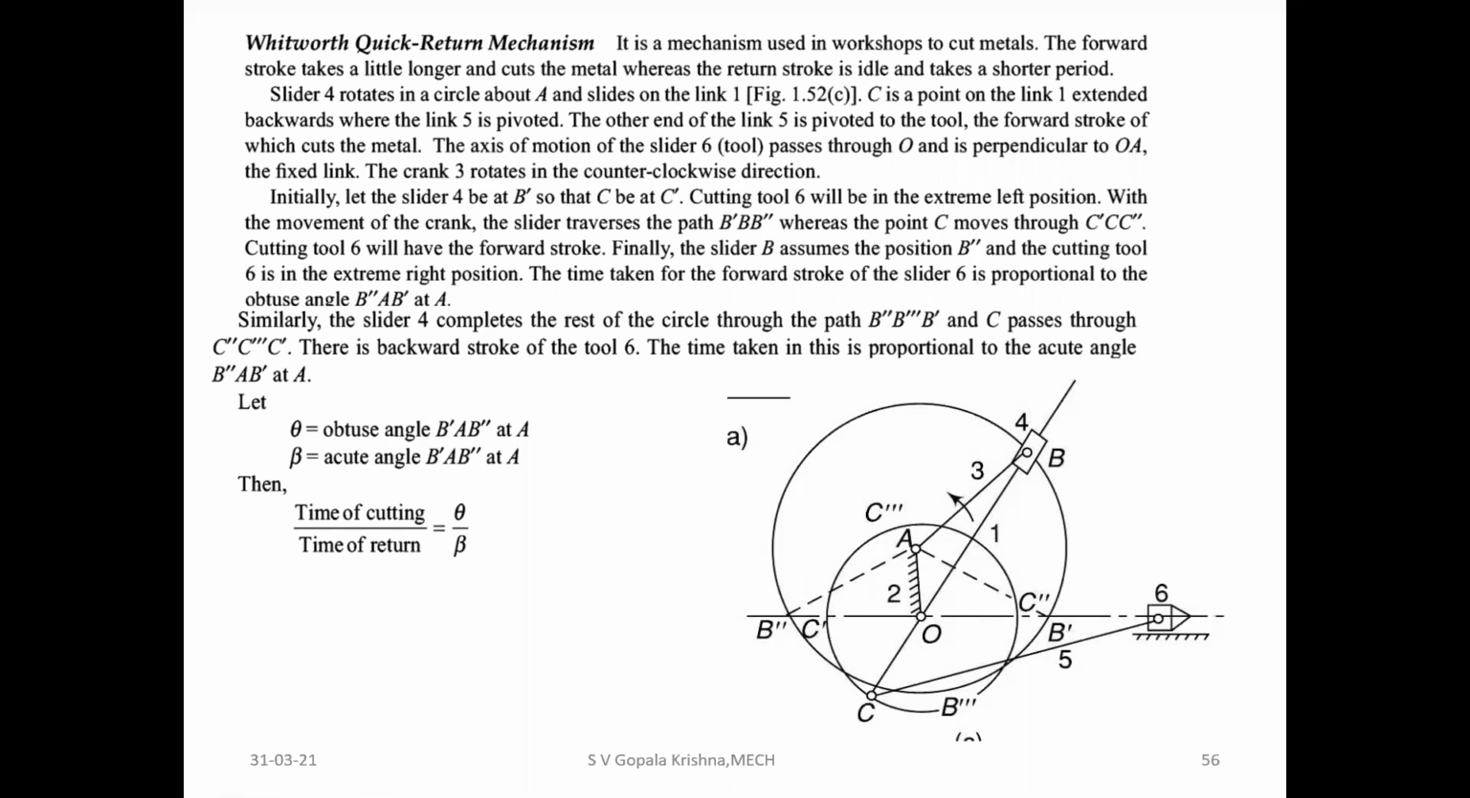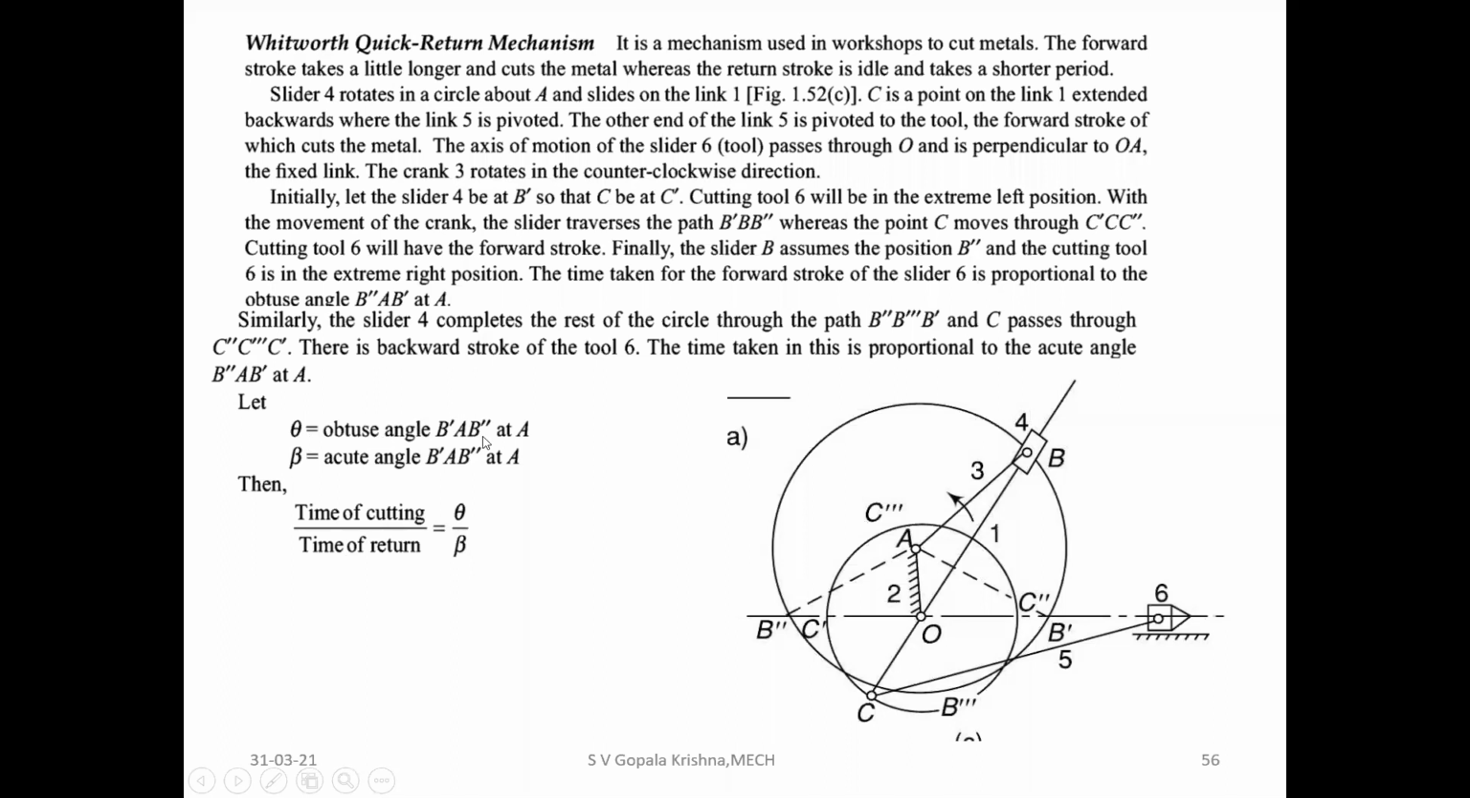In this, we can identify the time of cutting stroke and the time of return stroke. Time of cutting by time of return is considered as theta by beta, where the cutting stroke is theta and the return stroke is beta. That theta is represented by B dash A B double dash.